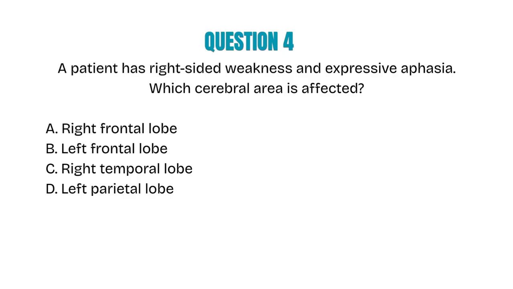Question 4. A patient has right-sided weakness and expressive aphasia. Which cerebral area is affected? A. Right frontal lobe. B. Left frontal lobe. C. Right temporal lobe. D. Left parietal lobe.